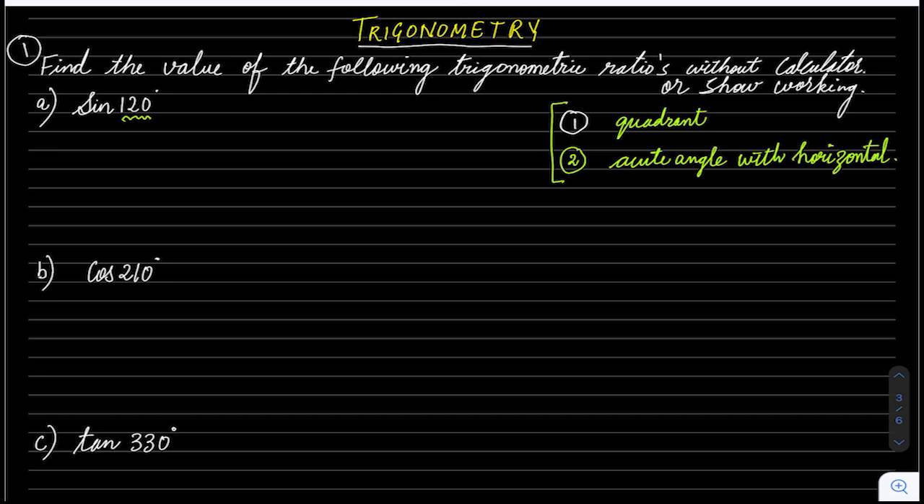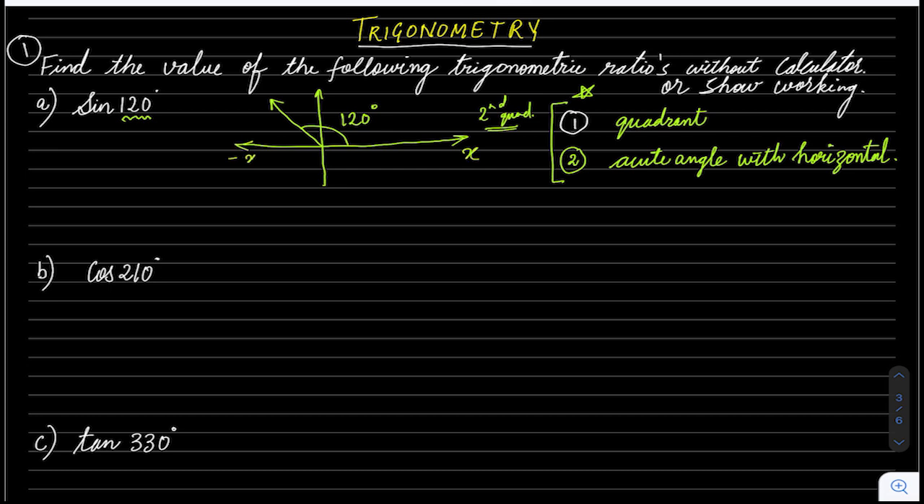So let's use them and try to find the value of sine of 120 degrees. This is very important, so just remember them: quadrant and acute angle with horizontal. Okay, so now I have the angle 120 degrees. Because we are starting for the first time, we will draw a diagram. This is 120 degrees. So I can see my 120 degrees is in the second quadrant. Okay, that's the first thing.